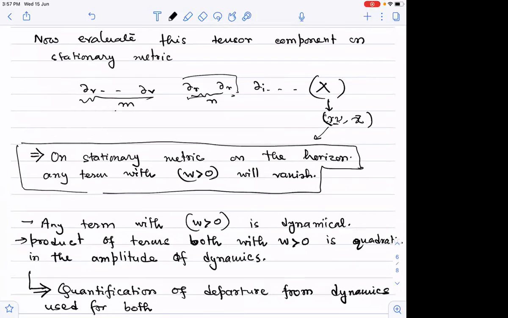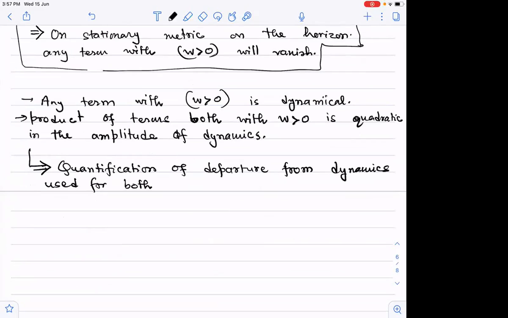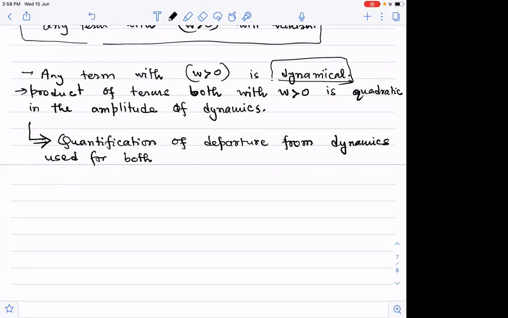But this is true also for W less than 0 terms. Why are you calling them dynamical? You can of course define it. But I mean that any term with W greater than 0 is dynamical means it is non-zero only when dynamics is on. That's what I mean by dynamical. I see. Okay. And this departure from stationarity is used for both the first law and second law proofs.